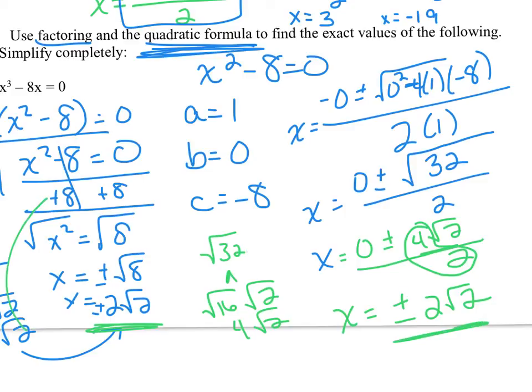Okay, this is a much easier method over here, but if you have to use the quadratic formula, remember, b was 0. And you got to plug it in, do the reducing, and do the math.